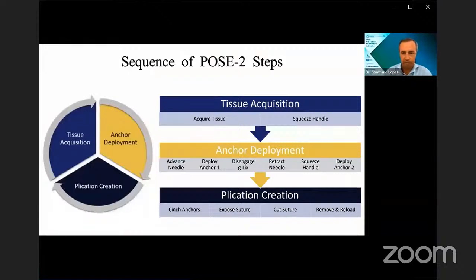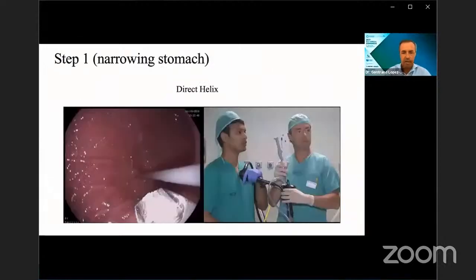This is a sequence of the steps: tissue acquisition, anchor deployment, plication creation, and I'm going to show you here. So we start, this is the setup. We need 2 operators to do it. You take the transport of the POSE, you put the helix inside the tissue at the selected part.